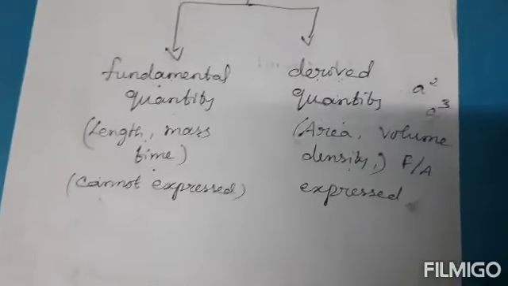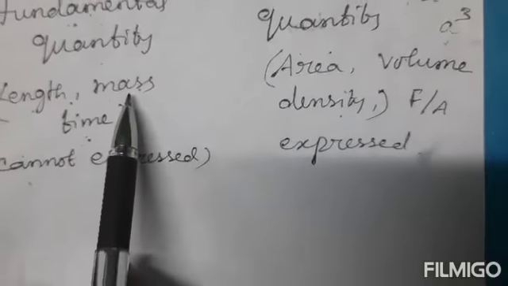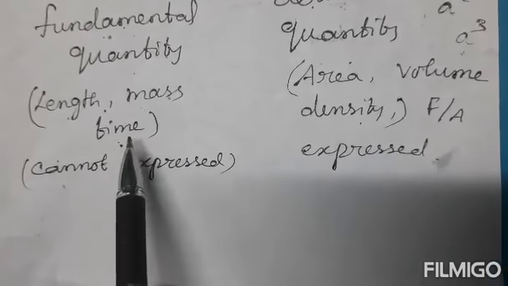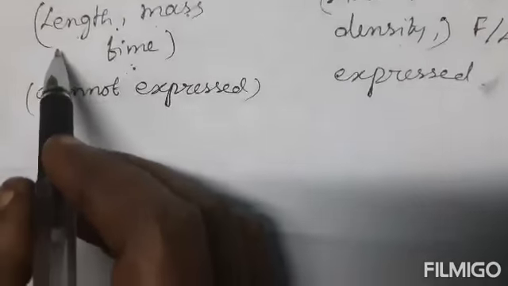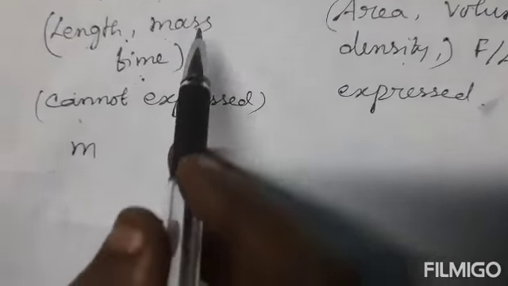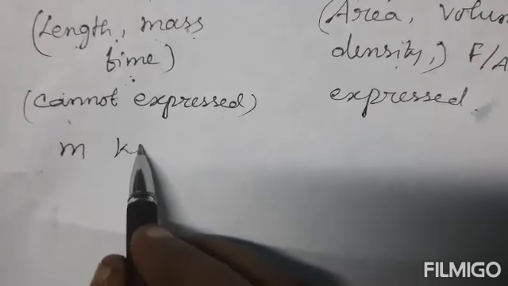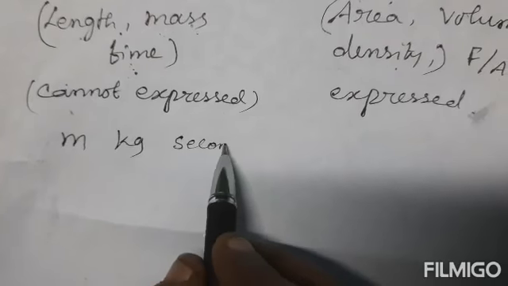Okay, this fundamental quantity we cannot derive. Why? Length alone, no formula for length. Mass also, no formula for mass. Time also, no formula for time. Now what is the unit of length? Previous classes you have learned. Meter is the unit of length. What is the unit of mass? Kilogram is the unit of mass. What is the unit of time? Second is the unit of time.